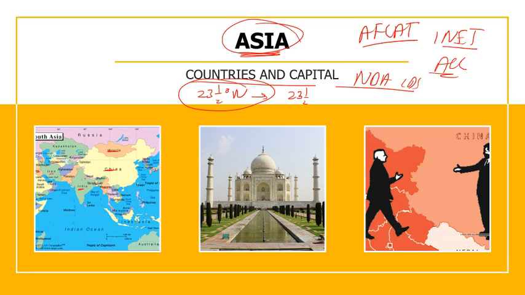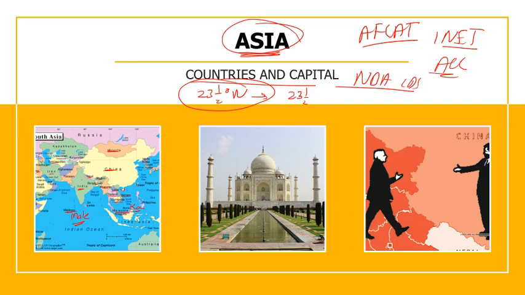Bangladesh is Dhaka. Then Bhutan is Thimphu, Nepal is Kathmandu, Sri Lanka is Colombo or Sri Jayawardhanapura Kotte, Maldives is Malé. So these are some countries and capitals. Then you have Singapore as a capital. Malaysia, Kuala Lumpur is the capital. Then Vietnam is Hanoi. Then Laos is Vientiane. Thailand is Bangkok. Cambodia is Phnom Penh.